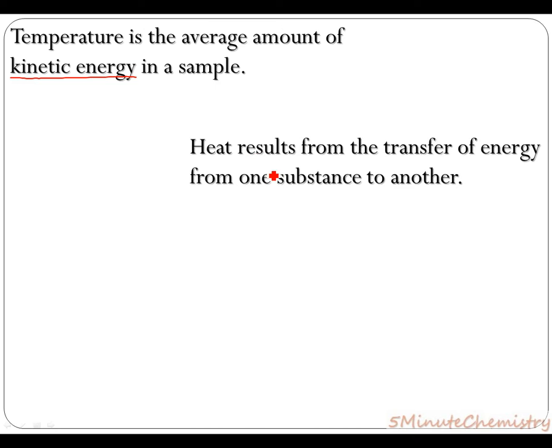Heat results from the transfer of energy from one substance to another. It's really important to understand that temperature and heat are related, but they're not the same thing. If I have something that is 500 Kelvin and it comes in contact with something that is 100 Kelvin, heat will result in this system because there's a flow from one thing to the other. There's a transfer of energy.